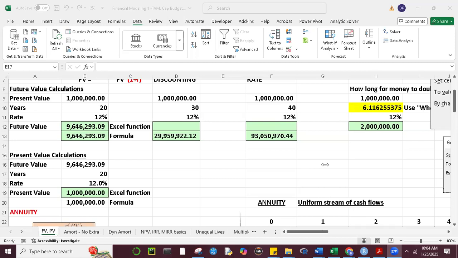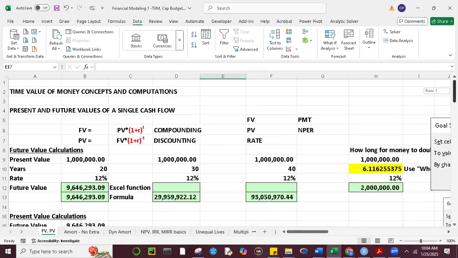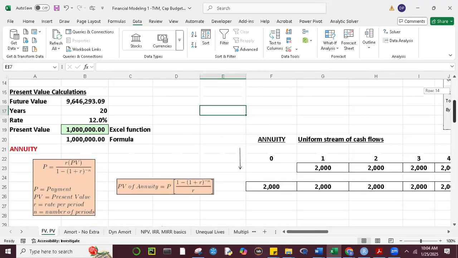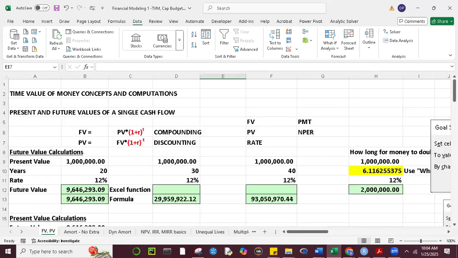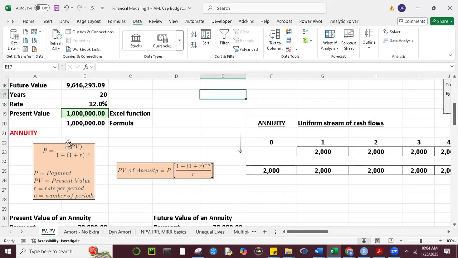Okay, thank you. All right, so I hope the computation of future value and present value for a single lump sum is quite easy using the Excel functions FV and PV. Or of course, you can use the formula itself. No problem. You'll get the same answer. Now we go to another type of cash flow. For the above, we just used a single lump sum. Now we go to an annuity.